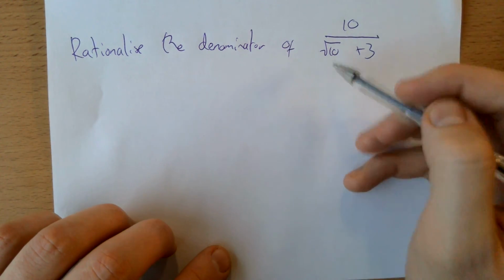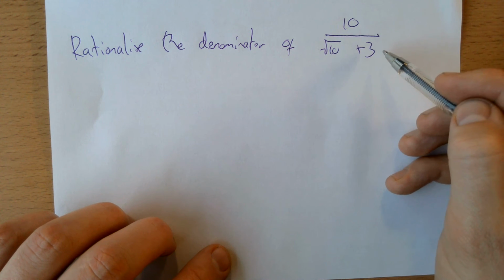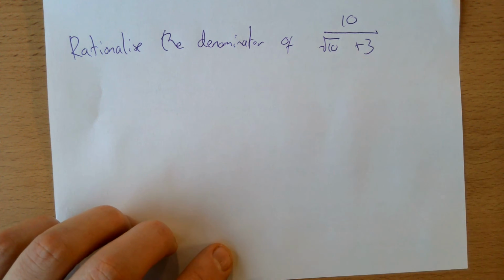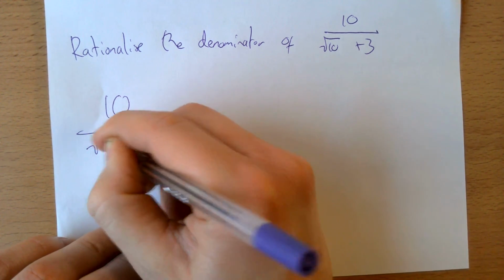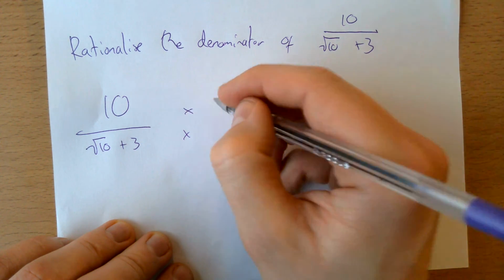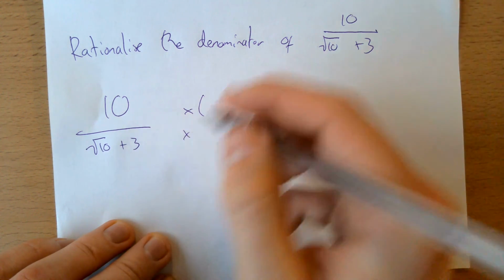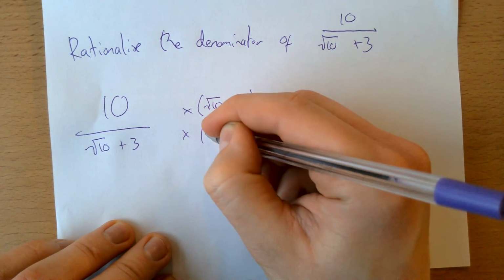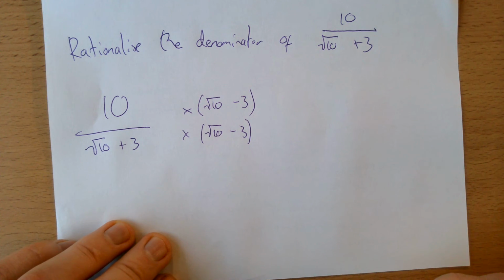Well, I can't just times by root 10, because if I times 3 by root 10, that will disappear, but then this will become 3 root 10. So we're going to use the difference of two squares work we did a minute ago. I'm going to take my 10 over root 10 plus 3, and I'm going to times the top and the bottom by the opposite difference of two squares to this to make it cancel. I'm going to times the top and the bottom by root 10 minus 3, because hopefully it should cancel.